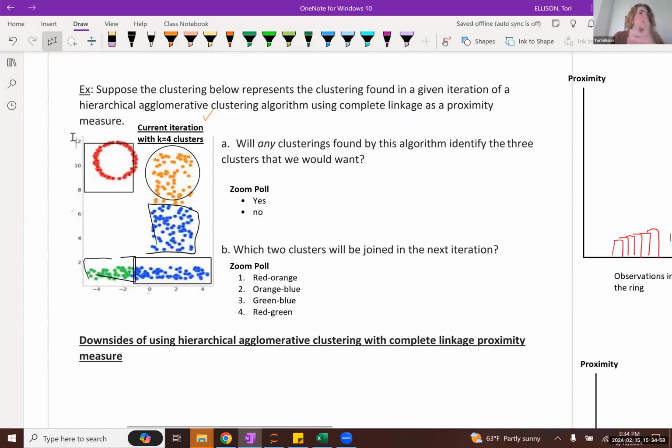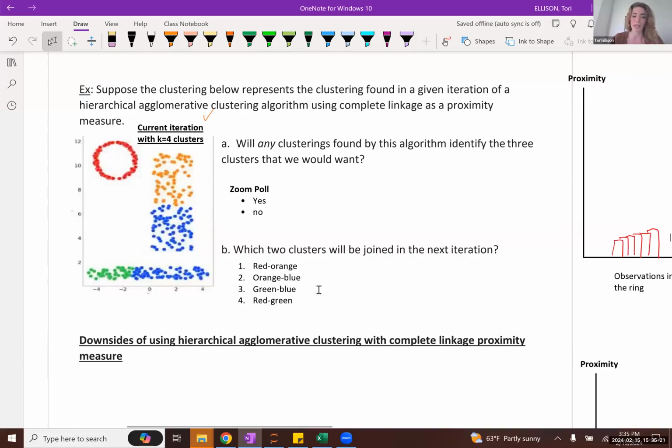So basically, are we ever going to get a clustering returned from this algorithm in which this is its own cluster, this here is its own cluster, and then this is its own cluster? That's the question. Okay, and then think about what we would expect in the next iteration of the algorithm. So basically, what two sets of clusters do we think will be merged next?